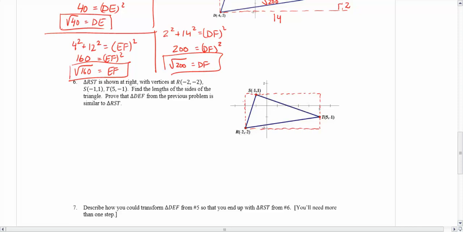Okay, so let's see. This is going to be how far up? 3 up, 1 across. This is going to be -1 to 5 is 6 across. 1 to -1 is 2 down. This is 1 down, and this is 7 across. Okay, so 3 squared plus 1 squared equals RS squared. So 3 squared plus 1 squared is 10. And then we'll square root it. So that's root 10.